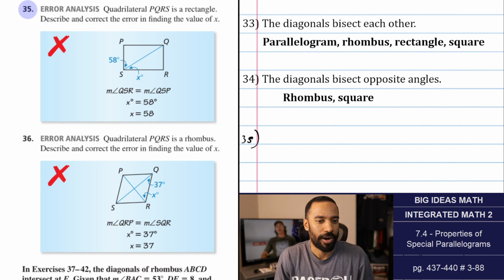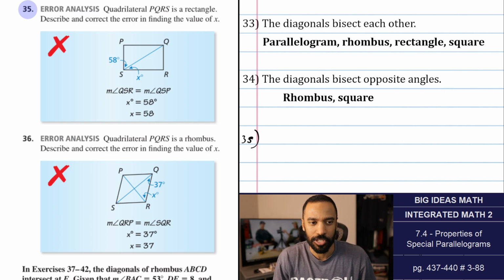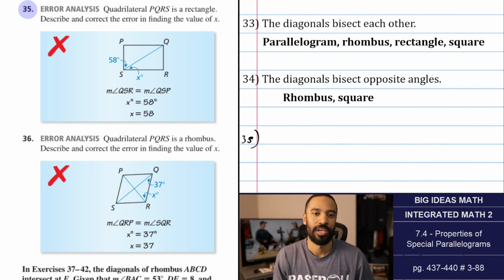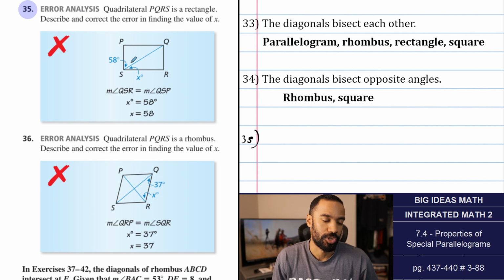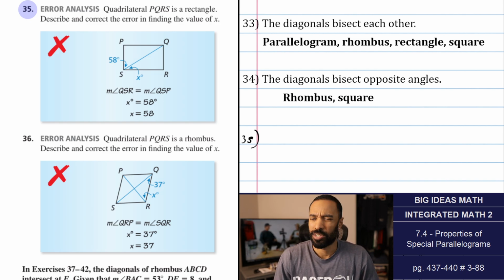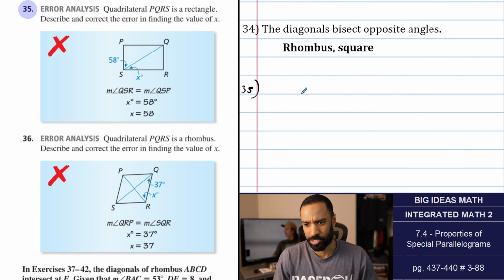All right, number 35. Quadrilateral PQRS is a rectangle. Describe and correct the error in finding the value of x. So in this situation, they have PQRS as your rectangle. They stated that these are going to be the same measure, therefore x would be 58. Well, that would be true of a rhombus or a square. But a rectangle does not have diagonals that bisect each other.